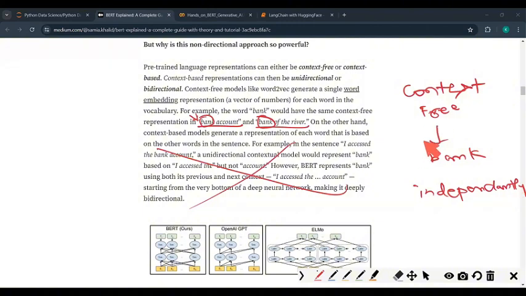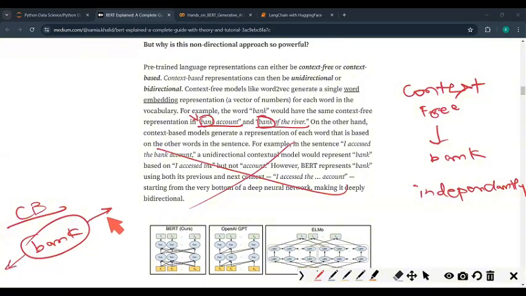But when you talk about context based, context based means that if you are trying to take a look at the word bank, you don't look at the word bank only. You look at what is behind that and what is after that.